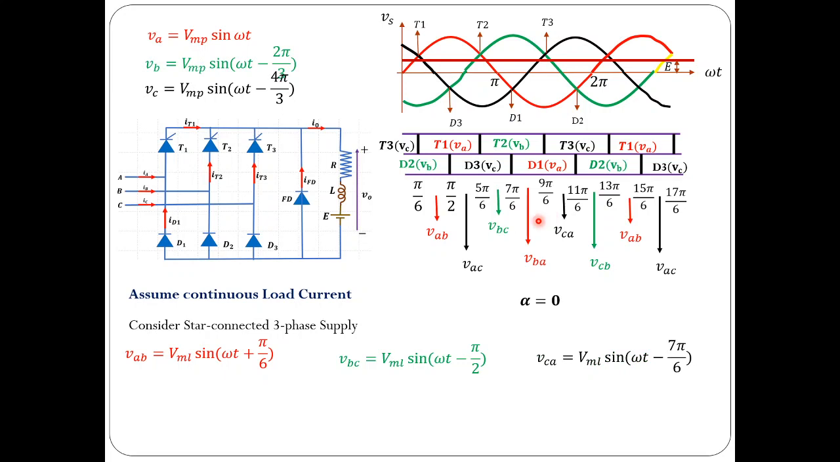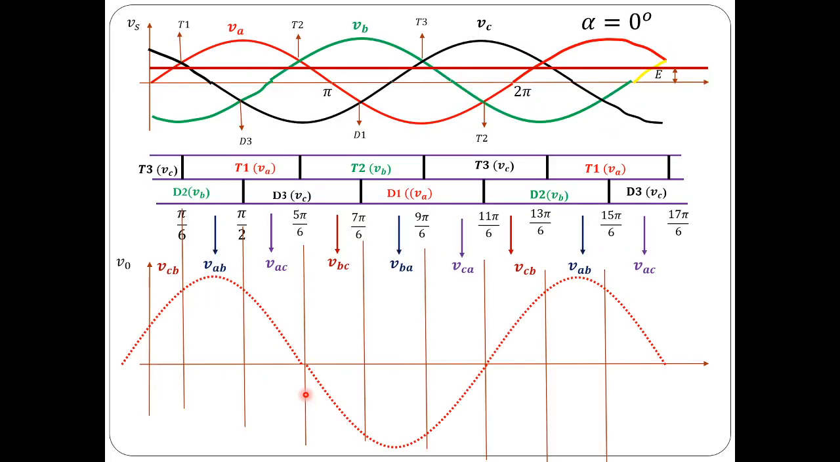So in order to sketch the output voltage, one should know VAB, VAC, and VBC respectively. Let me assume the supply connection is a star connection. Then the line voltage would be √3 times the phase voltage, and the line voltage leads the phase voltage by 30 degrees. That is what is indicated here. You need to sketch these line voltages, and then you need to indicate the output voltage. Let us see that in the next slide.